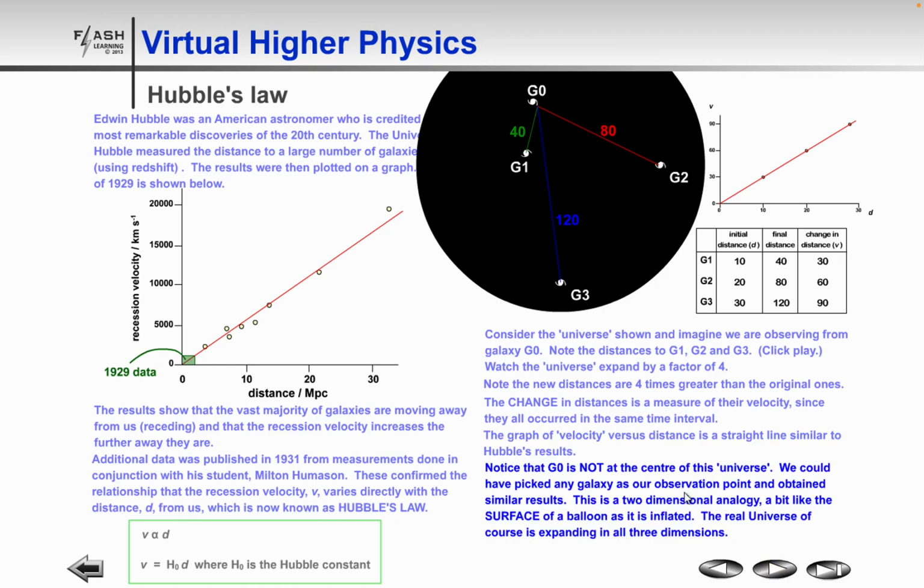This doesn't imply that G naught is the centre of the universe. If we picked any galaxy and measured the distance to the others, we would get a similar table. It's the fact that the whole universe, space itself, is expanding that provides this model, provides this data. So Hubble's law implies that the universe is expanding. It's probably the most important data that we have as evidence of the expanding universe. But we'll discuss other sources of that as well.